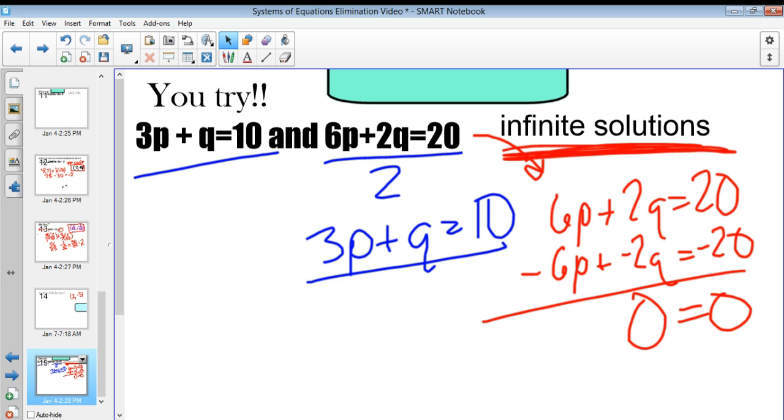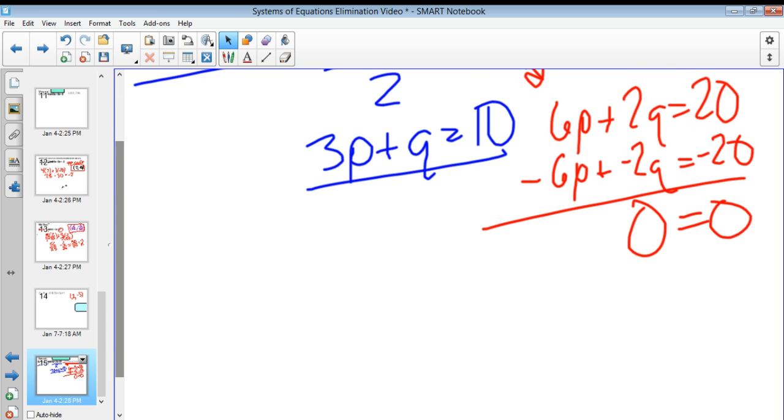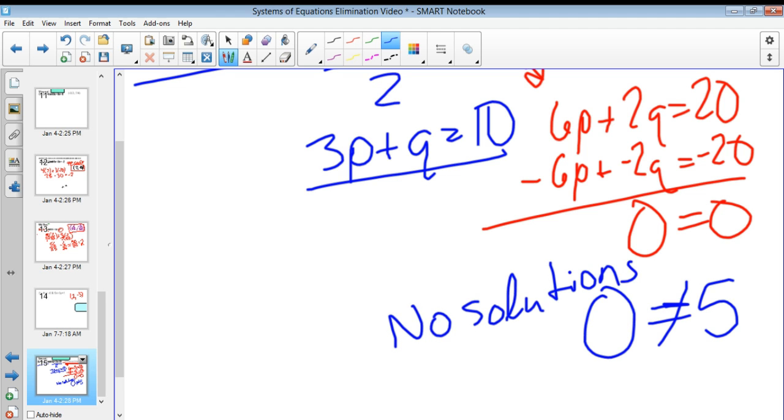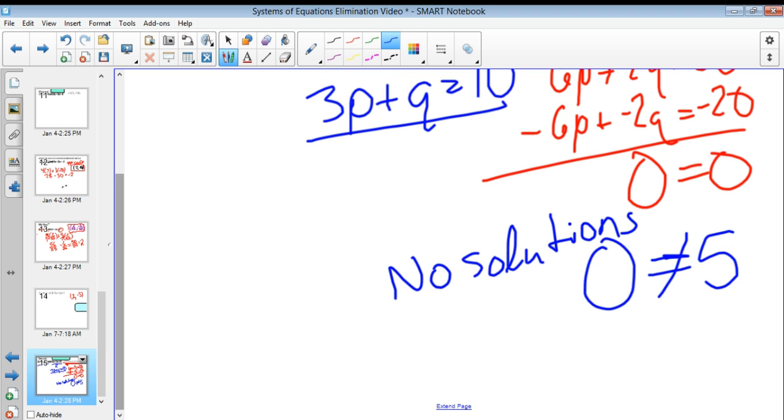All right, and if you had no solutions here, you would realize that you would have a non-true statement. So that would be something like 0 is equal to 5. So if you had something that's a not true statement, that means that you're going to have no solutions, and that would be two parallel lines. So they would have the same slope, but different y-intercepts.